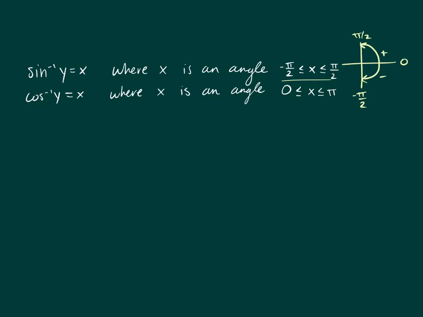Secondly, cosine inverse of y is equal to x, where x is an angle, for when x is in between 0 and pi. So the nice thing is that for cosine, you're only moving in the positive direction. Okay?